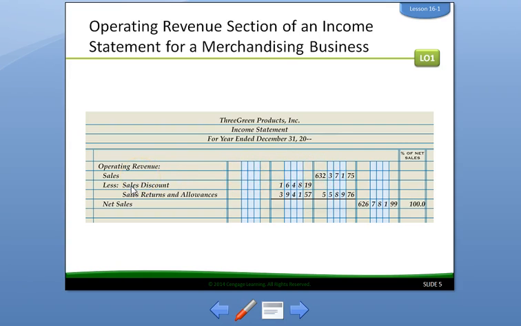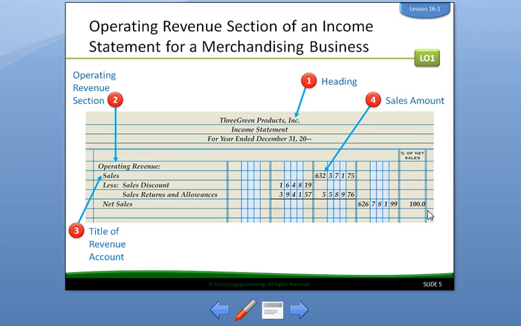And then we do less the sales discount and sales returns and allowances. So the sales discount is on the 2nd column, and then the sales returns and allowances below that. Add these 2 up and put it here. Okay? And then the net sales will be the sales minus or less the sales discount and sales returns and allowances. This goes here. And the percent of net sales is 100%. And we're going to step through each one of these things.